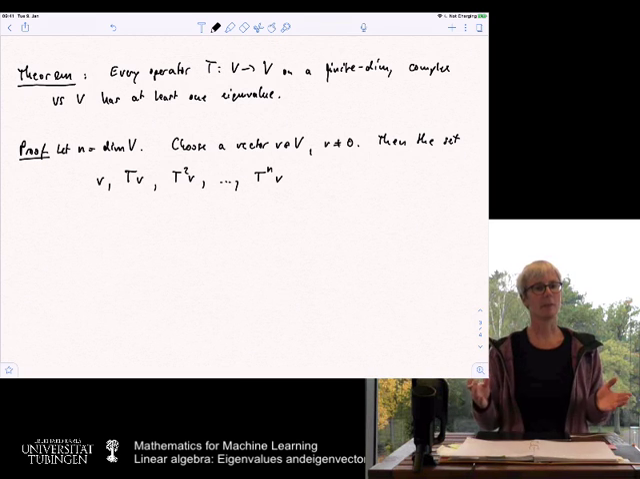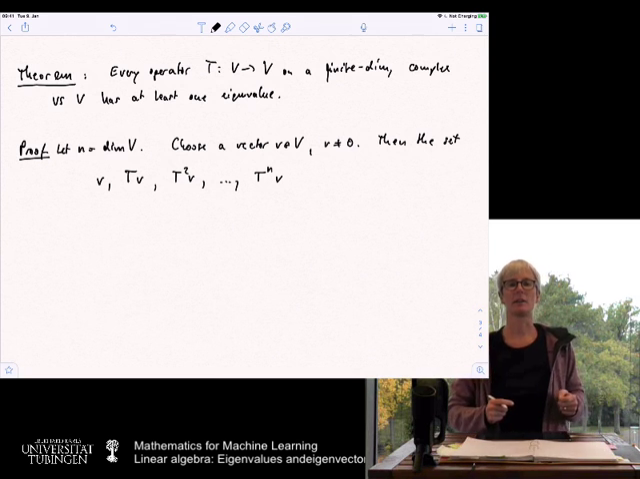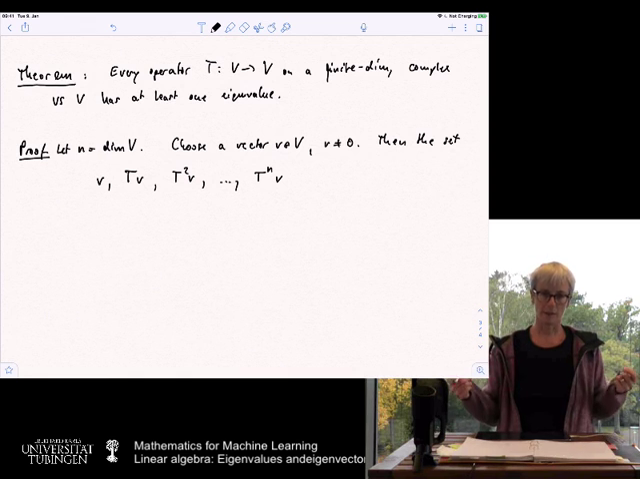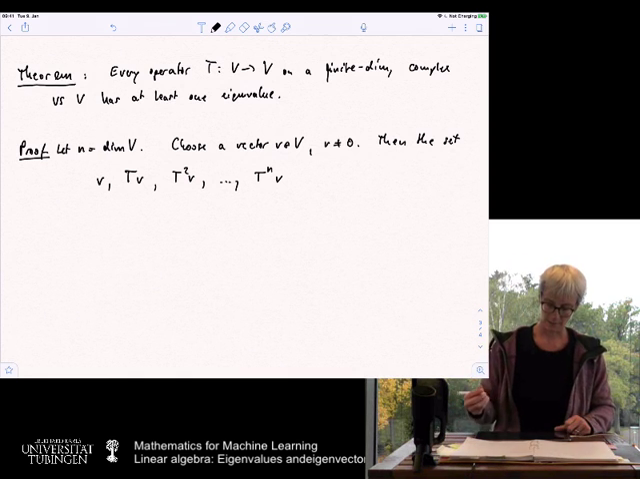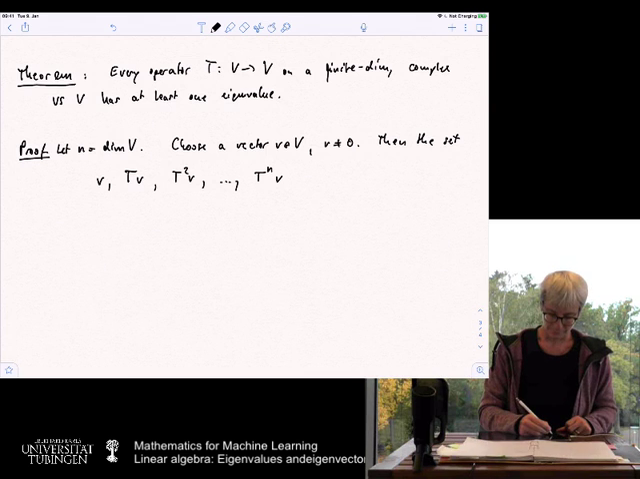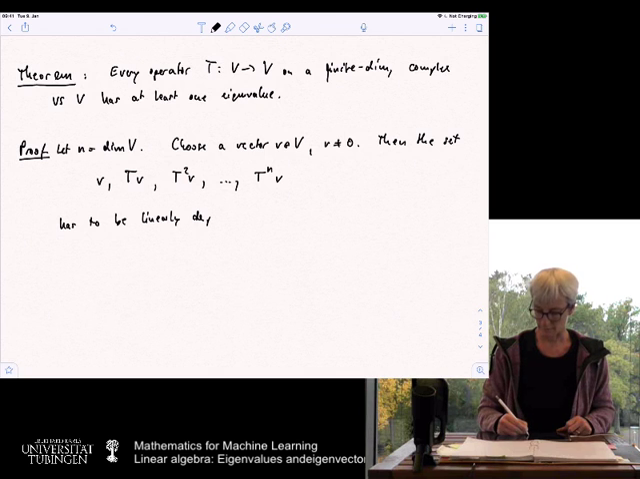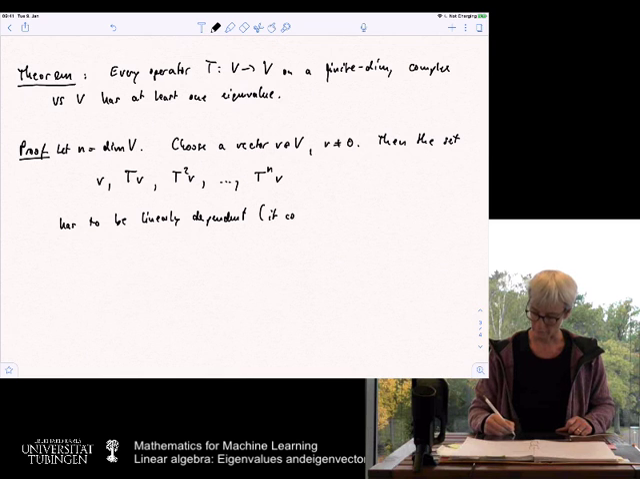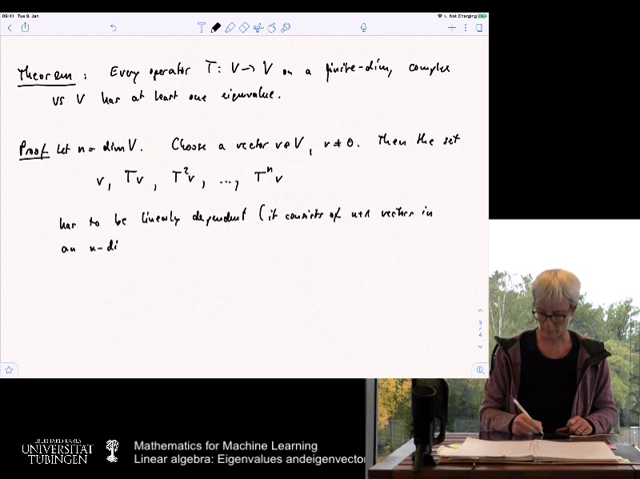The set consists of n plus 1 vectors, and because we're in an n-dimensional space, this set has to be linearly dependent, because in a finite dimensional space of dimension n, there cannot be any linearly independent set of size larger than n. Again, it consists of n plus 1 vectors in an n-dimensional space.